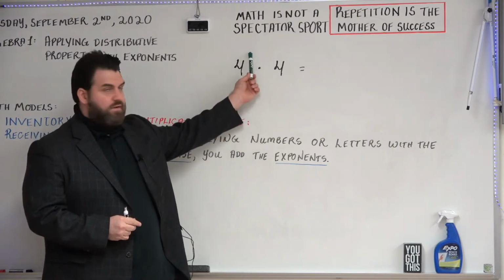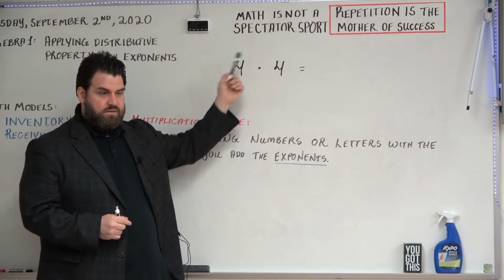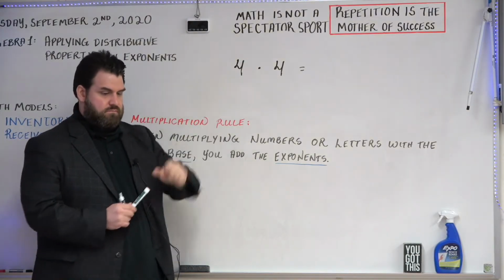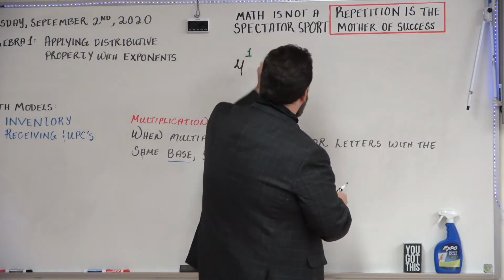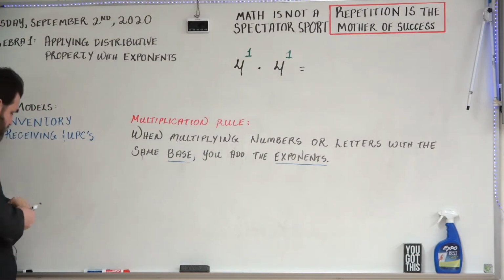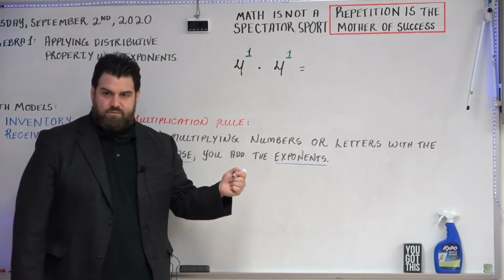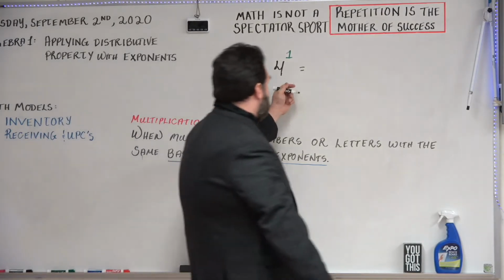When there is nothing written here, what is there invisibly? A one. So we always want to label when we're doing this, okay? So let's see if we can perform this operation. By the way, what is 4 times 4? Okay, good. So we know that, but we're not going to write that down. We're just going to follow this.